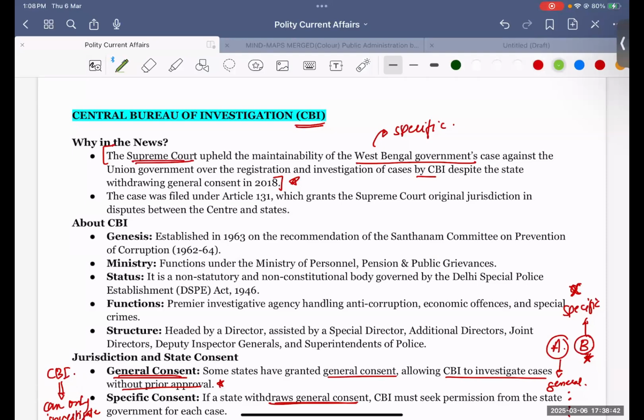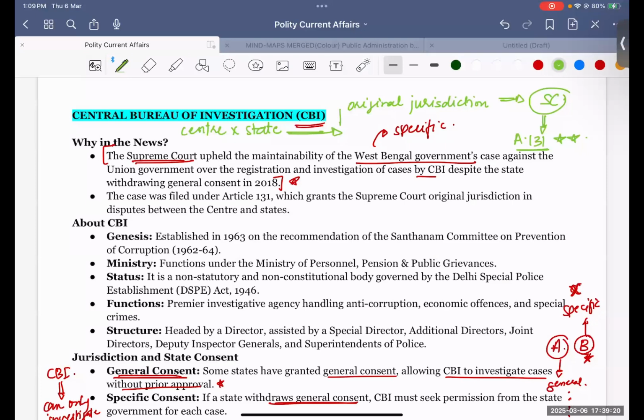This is a very important part of your prelims now, because if there is a dispute between the center and any state, then who comes into the picture? Whose original jurisdiction is that? Okay, it is the Supreme Court's original jurisdiction under Article 131. Okay, very important.